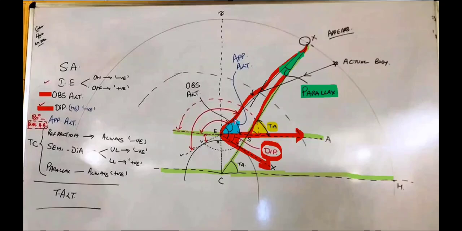This blue color angle, which is the interior angle of our triangle XES, is known as apparent altitude. So you can see here also, once we apply the dip correction, we reach up to the apparent altitude. Now to this apparent altitude, if we add the parallax angle, green color angle, we can get the true altitude. So parallax is added. You can see here I have written parallax is always positive, it is always added.